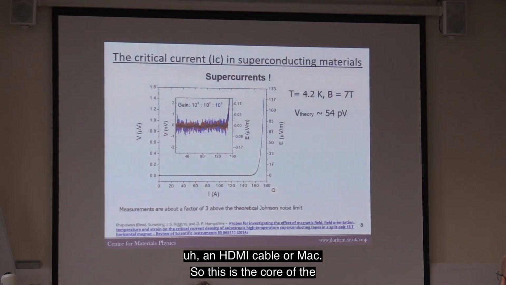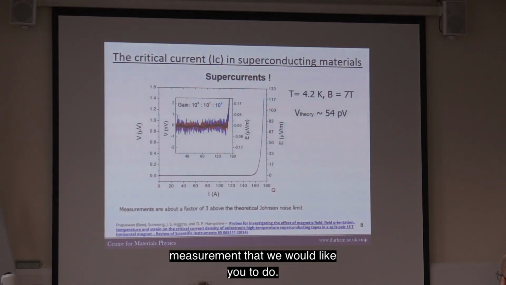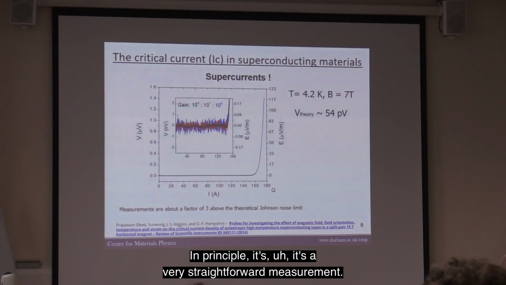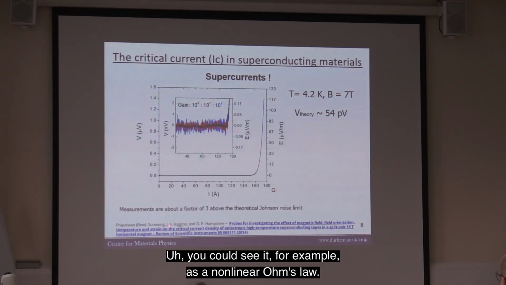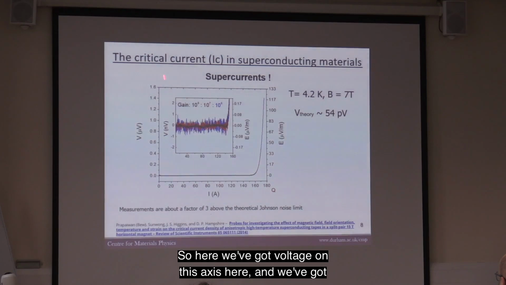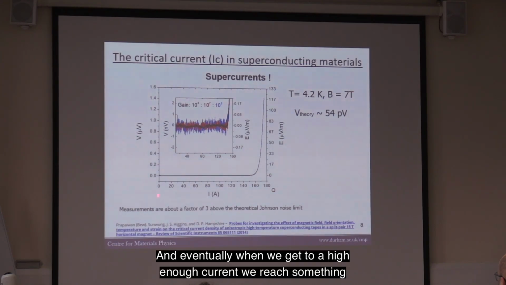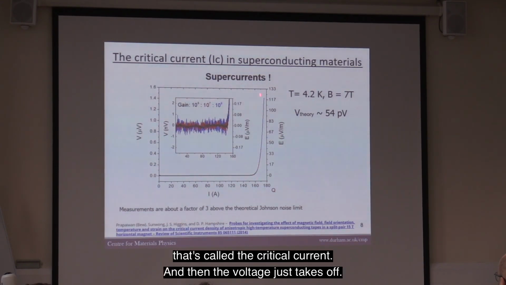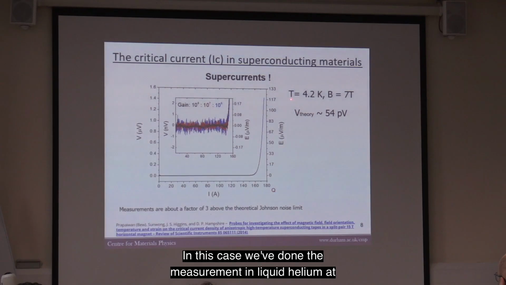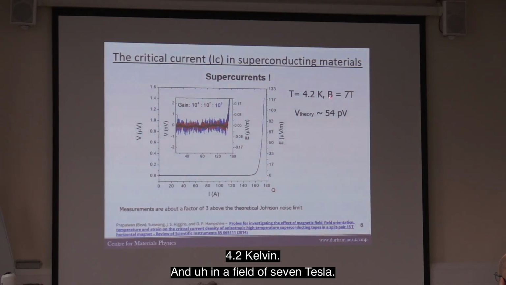So this is the core of the measurement that we would like you to do. In principle, it's a very straightforward measurement. You could see it, for example, as a non-linear Ohm's law. So here we've got voltage on this axis here, and we've got current on this axis here, and you can see that as we increase the current, the voltage stays at zero, hence the name superconductor. And eventually, when we get to a high enough current, we reach something that's called the critical current, and then the voltage just takes off. In this case, we've done the measurement in liquid helium at 4.2 Kelvin and in a field of 7 Tesla.